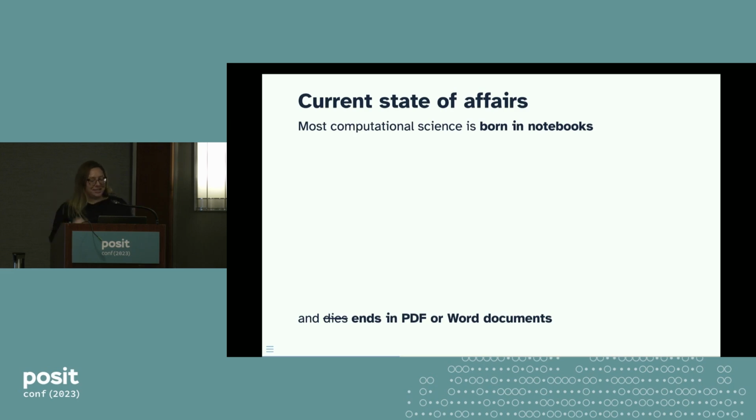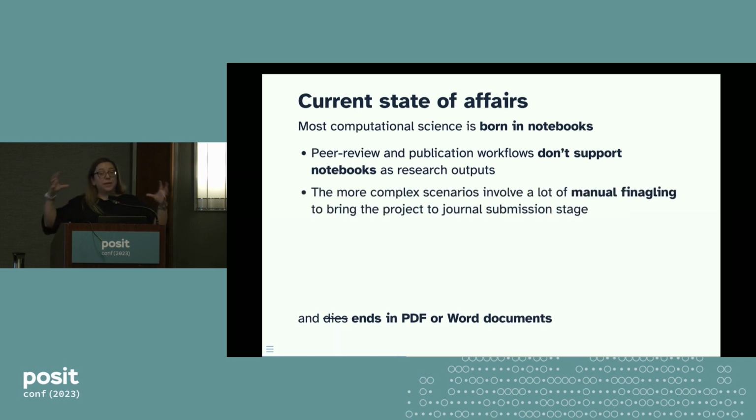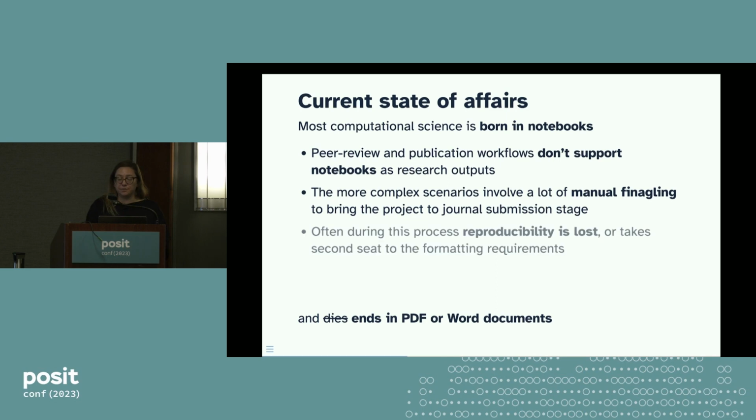Most computational science is born in notebooks, and it dies. That's not so nice. Maybe it ends in PDF or Word documents. And what happens in between is that we have peer review and publication workflows that don't tend to support these notebooks as research outputs. And these more complex scenarios that I talked about involve a lot of manual finagling at the end, and not in a devious way, but just at the end of the project, you're just trying to get it over the threshold to bring the project to this journal submission stage.